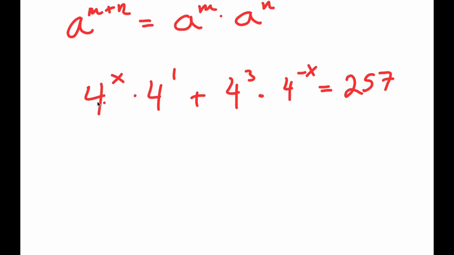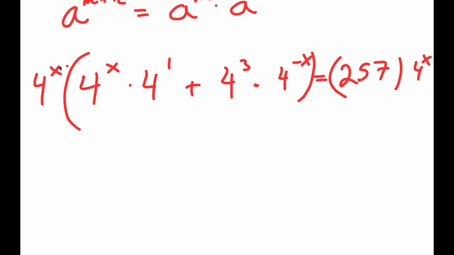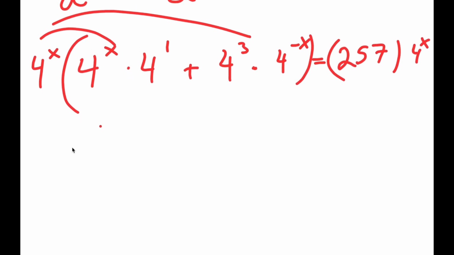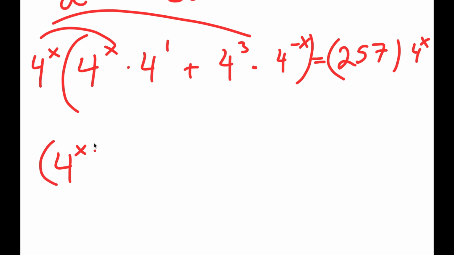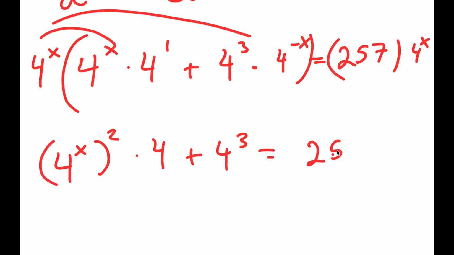Now from here, I'm going to multiply both sides by 4 to the power of x. So the 4 to the power of x distributes on my left-hand side, and I get 4 to the power of x squared times 4 plus 4 to the power of 3 times 4 to the power of x times 4 to the power of negative x, which is just 1. And this is equal to 257 times 4 to the power of x.